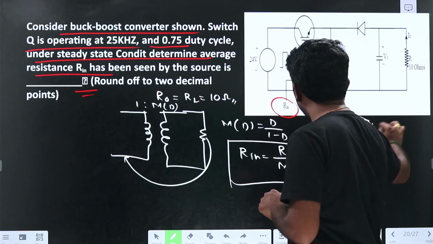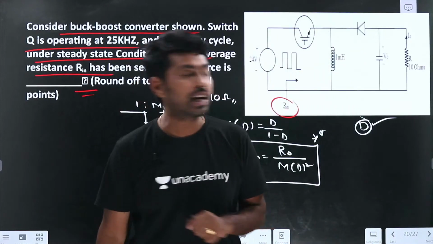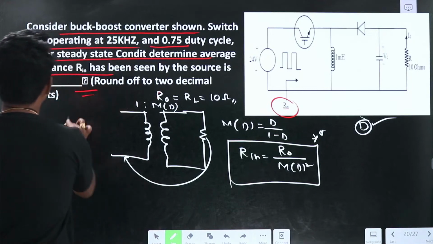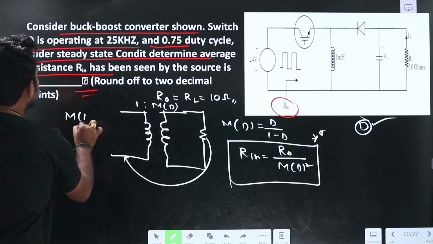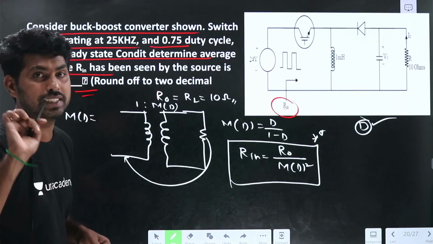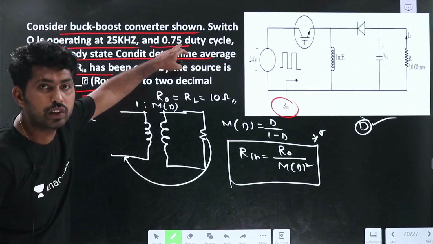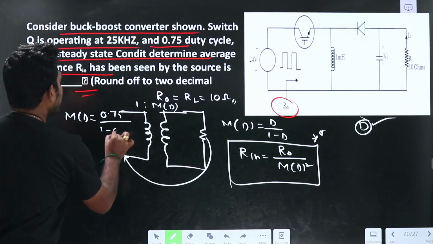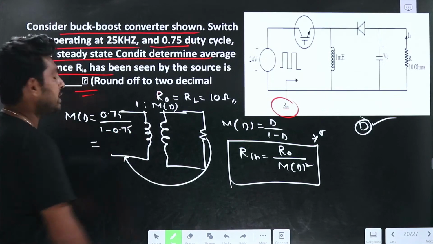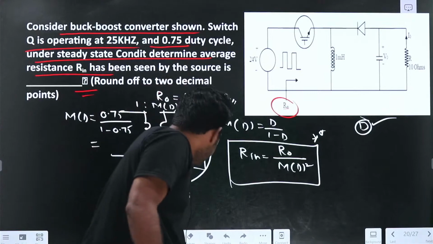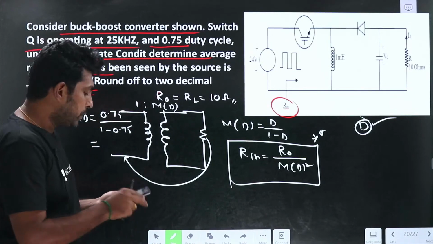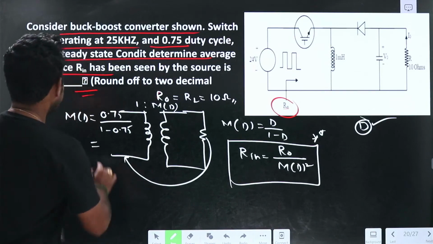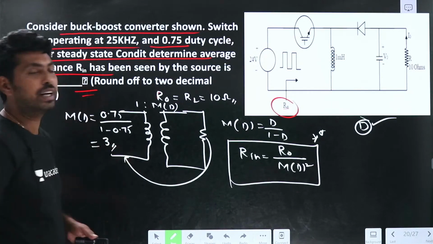Here it is the buck boost converter. If I can find M of D, I can find the answer easily. M of D equals D by 1 minus D. What is the D value given? 0.75 divided by 1 minus 0.75, which is 0.75 divided by 0.25. So M of D will be 3.